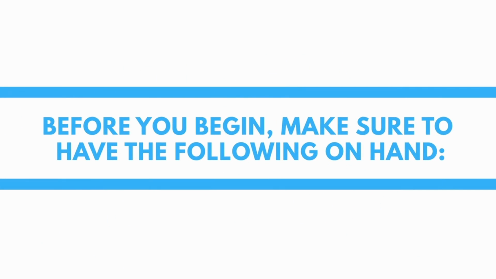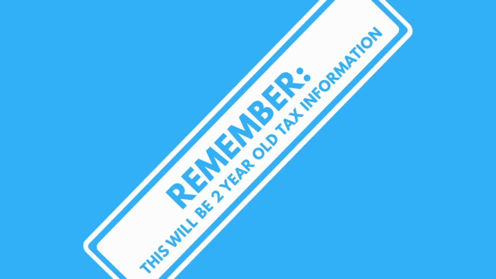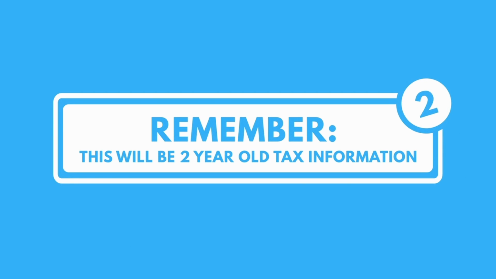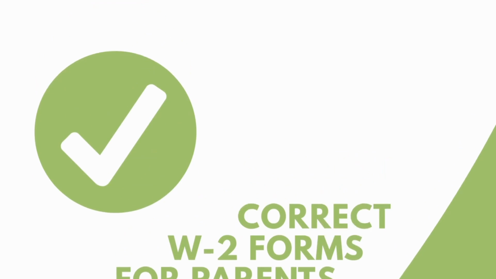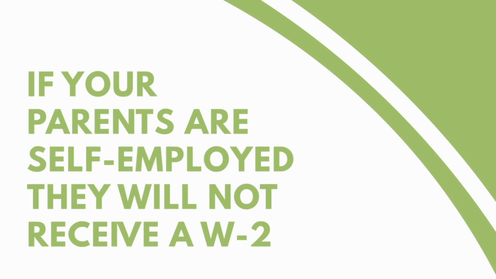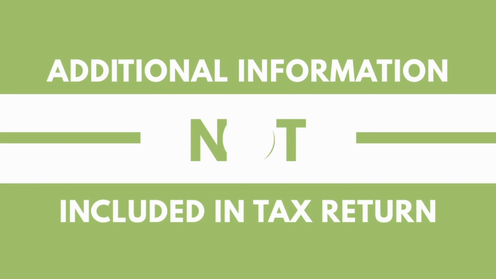Before you begin, make sure to have the following on hand. 1. Correct tax information for the FAFSA application. Remember, this will be 2-year-old tax information. 2. Correct W-2 forms for parents. If your parents are self-employed, they will not receive a W-2. 3. Additional information not included in tax return.